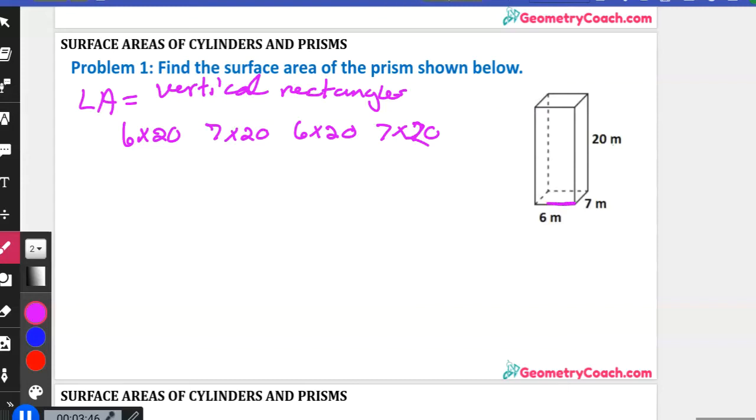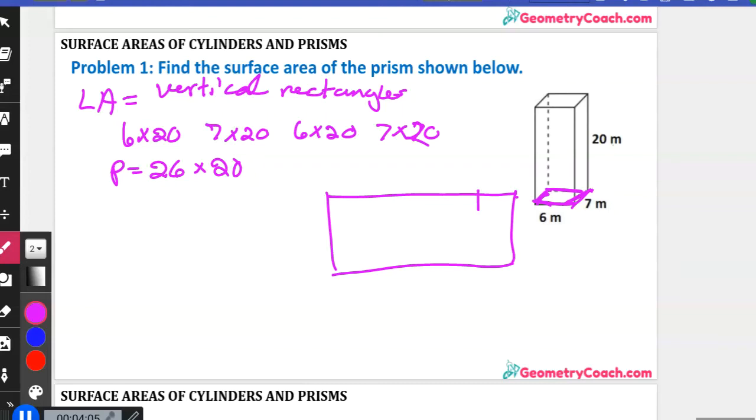Or you can do the perimeter, so it's 6 plus 7 plus 6 plus 7. Is that 12 plus 14? So the perimeter is 26. And I'm going to times that by the height of 20. It's just the 4 rectangles unfolded. This one was 6, that one was 7, this one was 6, that one was 7, and it had a height of 20.